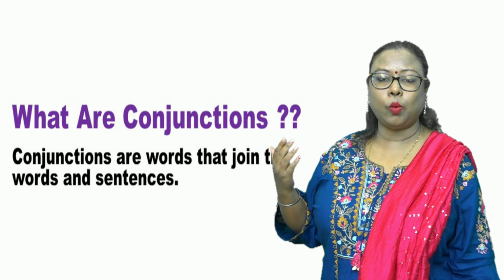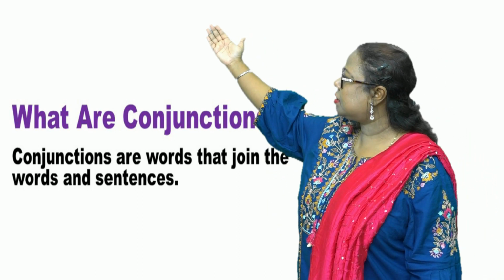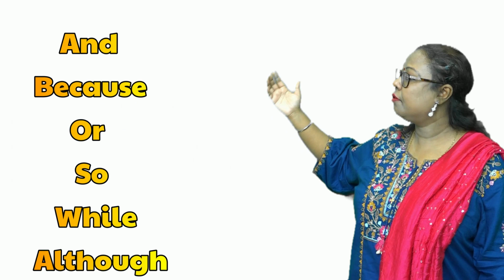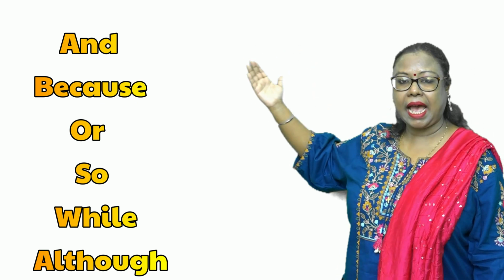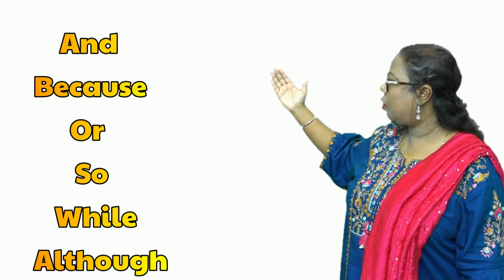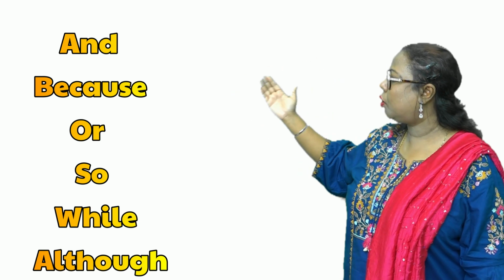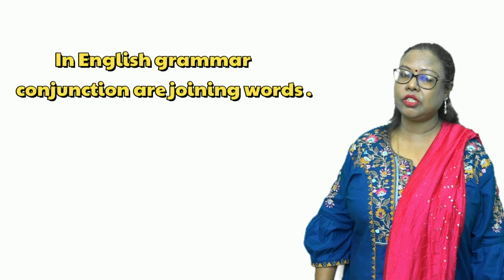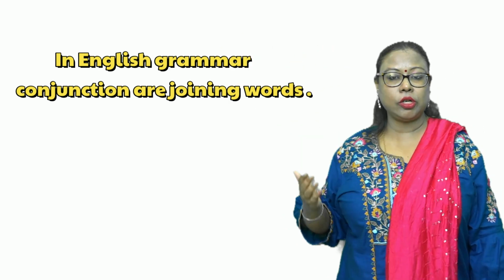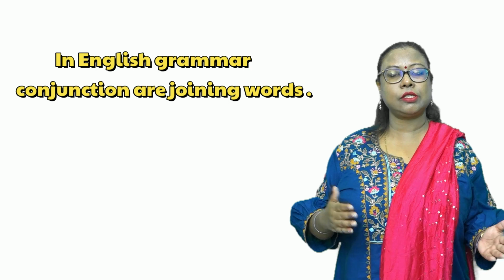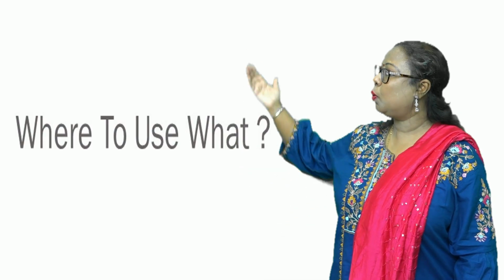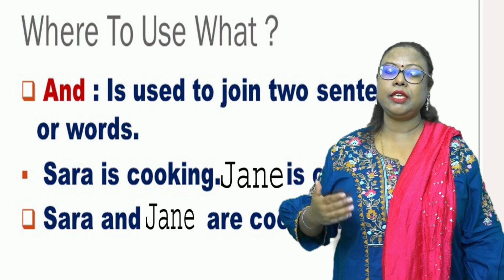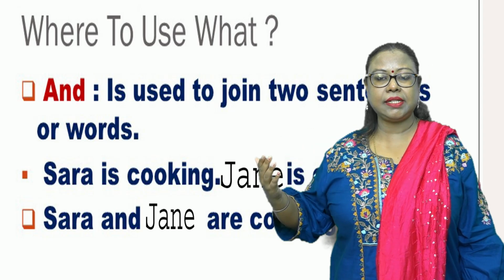So let's see what conjunctions are. Conjunctions are the words which join two sentences or two words. A few examples of conjunctions are and, because, or, so, while, although. These are examples of conjunctions. In English grammar, we call conjunctions joining words because they help to join two sentences or two words. Now let's see where to use what. We are going to take a few common conjunctions and see their usage, that is, how they help the sentence.